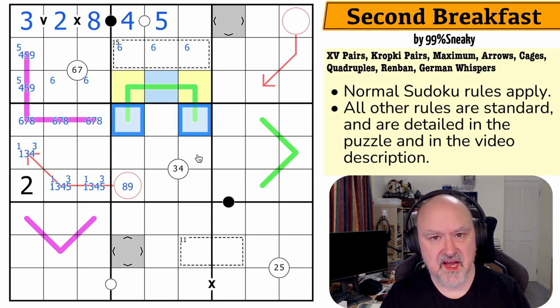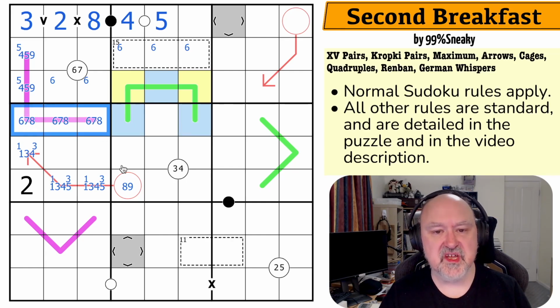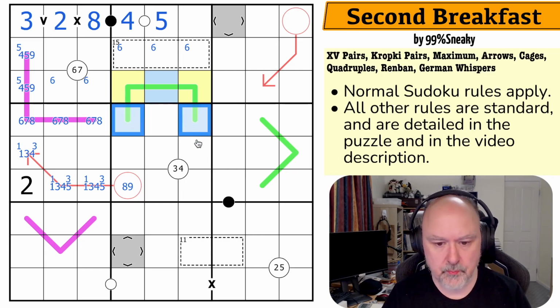So these are the same. But the digits that are above 5 are only 6, 7, 8, and 9. And 6, 7, 8 are placed here. So if these were high, these would both have to be 9. And we can't put 2 9s in the same row or box. So these have to be low, 1, 2, 3, and 4.